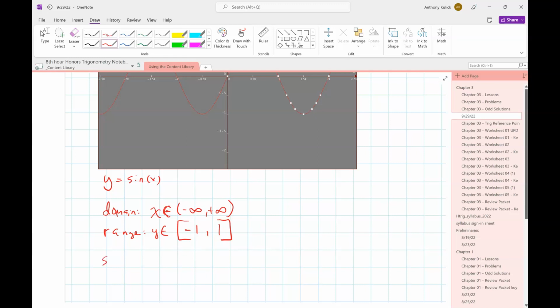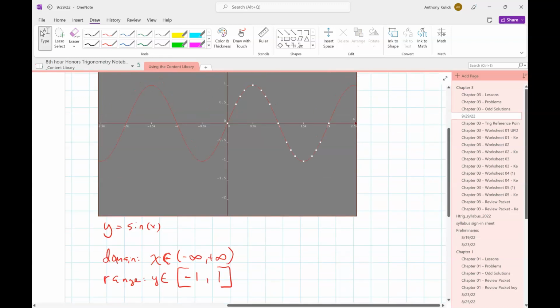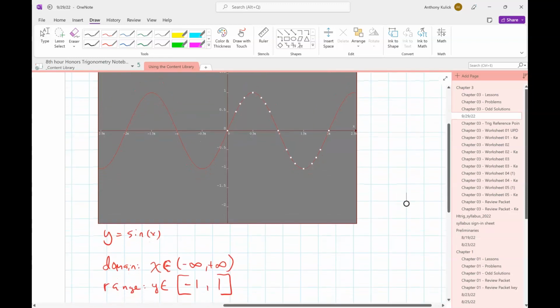How about the symmetry? If I look at the picture here, do you guys see it? Recognize the symmetry going on there? What are the 2 types of symmetry we talked about? Well, actually 3.